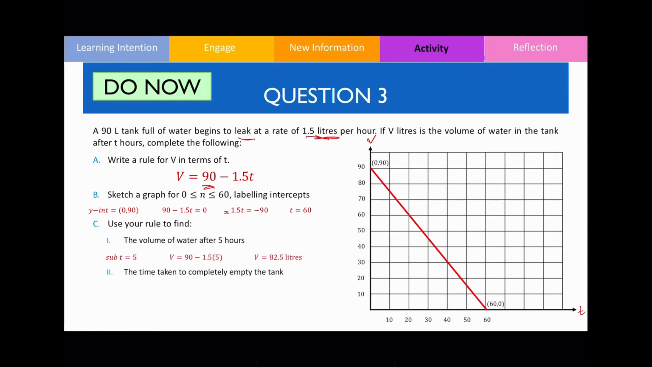And for the very last one, the time taken to completely empty the tank. Emptying the tank is when V is equal to 0. Essentially, you're trying to solve for your x-intercept, and we've already done that in part B. So your answer is going to be 60 hours. And make sure you're writing this as a worded statement, okay?